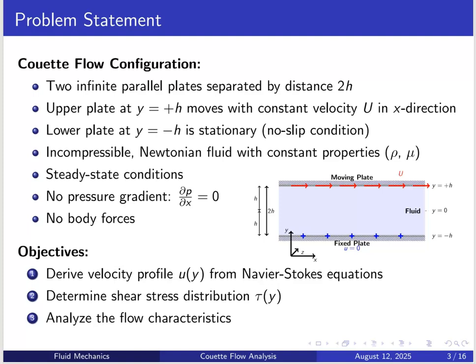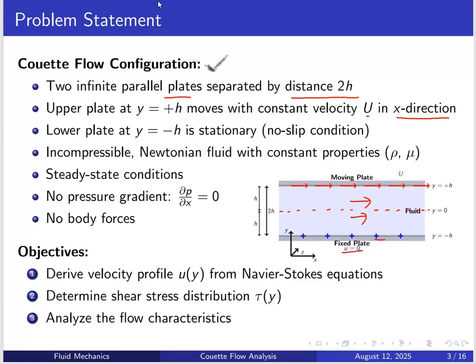So, Couette flow configuration. Two infinite plates separated by distance 2h. Upper plate at y is equal to plus h. Here this is the central line and y starts at 0. The upper plate at y equal to plus h moves with a constant velocity U in the x direction. So fluid flow is happening in the x direction. The lower plate at y is equal to minus h is stationary, no slip condition. So this bottom plate is fixed.